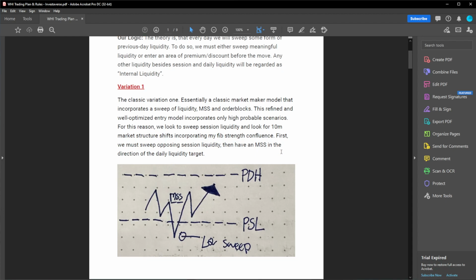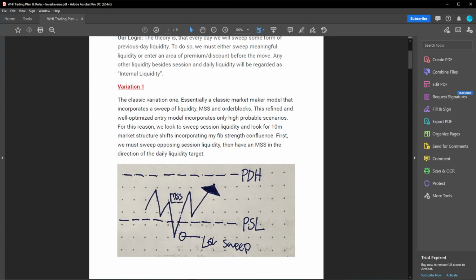But anyways, for the EM1 V1, we must sweep opposing session liquidity. If we take a look at this little graph that I drew up here, the market continued lower and we swept this previous session low. In this scenario, it's a buy scenario towards the previous day high. I'm not looking to take EM2 or EM3 until the previous day high or previous day low is met. So for the V1, we have the previous session low swept, which happens right here.